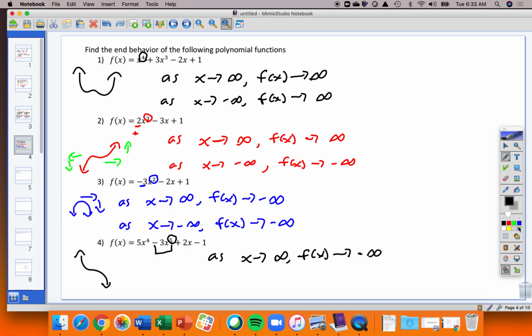So as I go to the right, my function goes down. As I go left, my function goes up. So as we go to negative infinity, my function is going upwards. So it goes up to positive infinity. And that is end behavior of various types of polynomials.